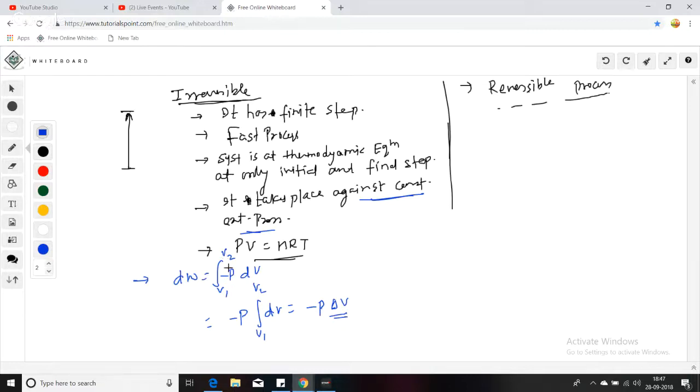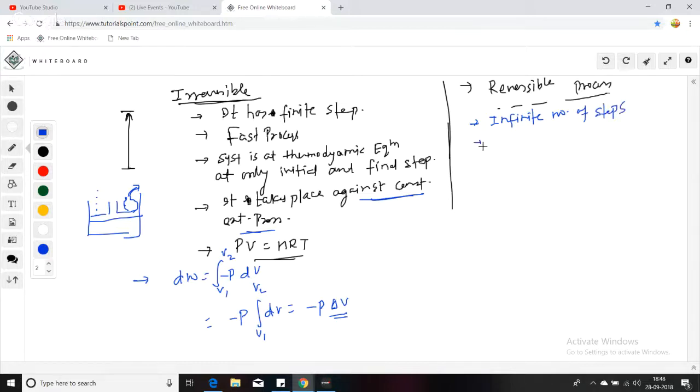But this pressure we cannot take out in the case of a reversible process. Why? The external pressure is not constant, because we are continuously removing the sand particles from the bag, so the external pressure is continuously changing. As the pressure decreases, the piston slowly goes up to the final state. Since the piston is slowly going up, we call it a very slow process, which takes place against variable external pressure. And since it is slowly going up to the final step, it contains an infinite number of steps.